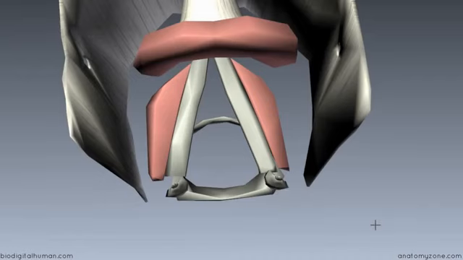Remember I said that all the intrinsic muscles of the larynx are innervated by the recurrent laryngeal nerve, except for the cricothyroid muscle, which is innervated by the external branch of the superior laryngeal nerve.